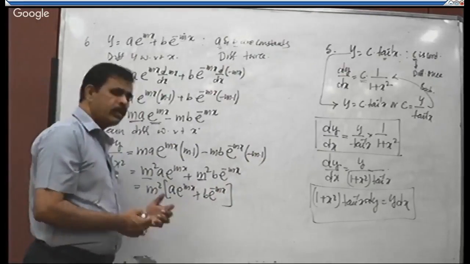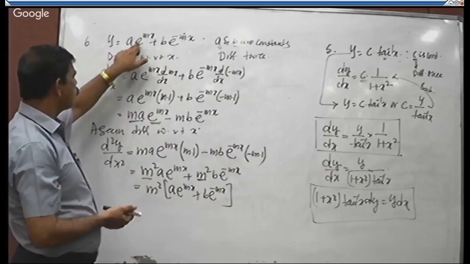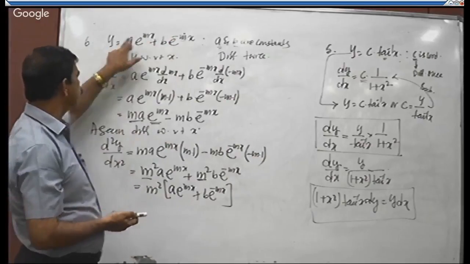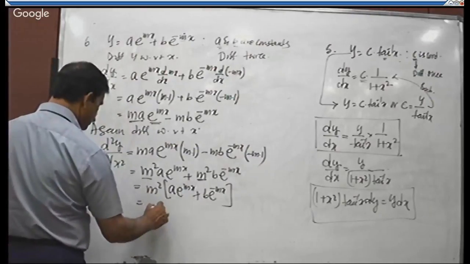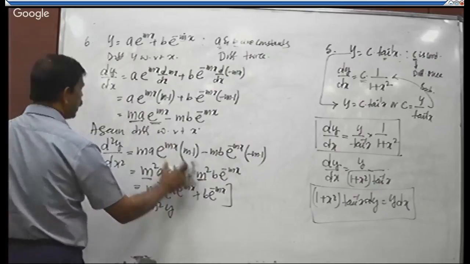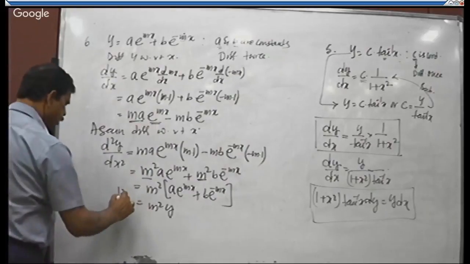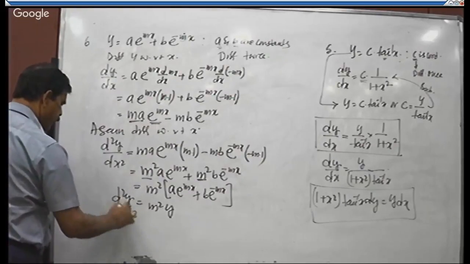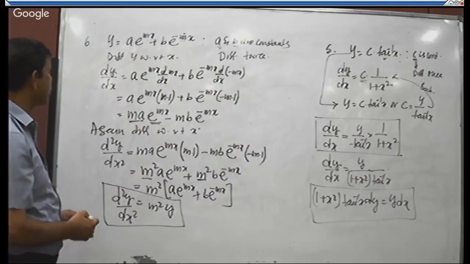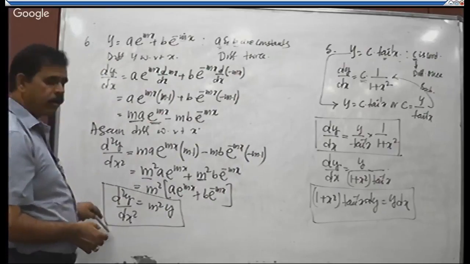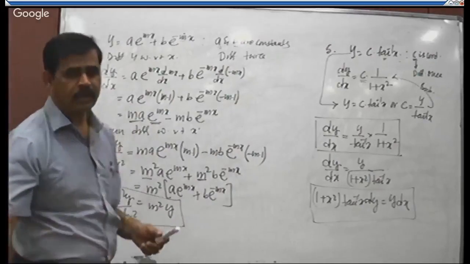Observe the bracket and the given function. Both are the same. A e to the power of mx plus b e to the power of minus mx is given as y. We are taking this bracket as y. So constants are eliminated, and this will be the answer. We did the same question in successive differentiation, where they give the function and ask to find the second order derivative. This is the method we followed there, and the same thing we have to follow here also.